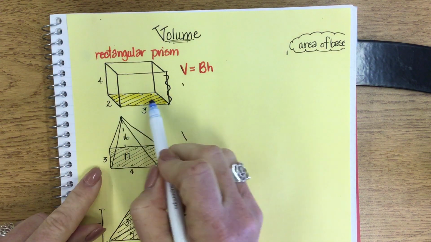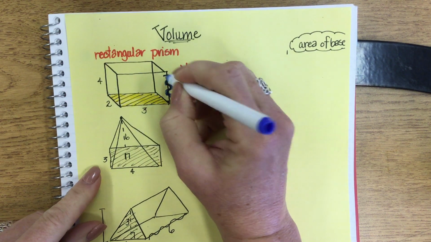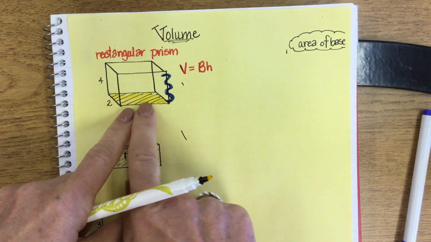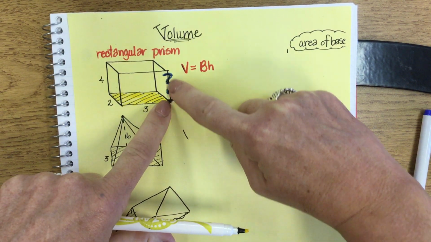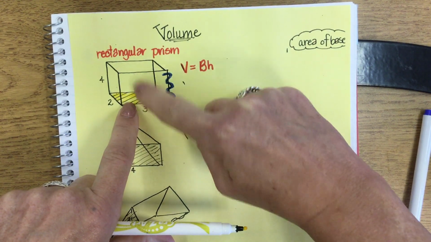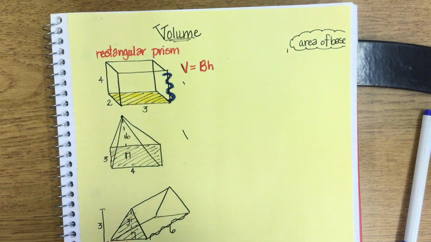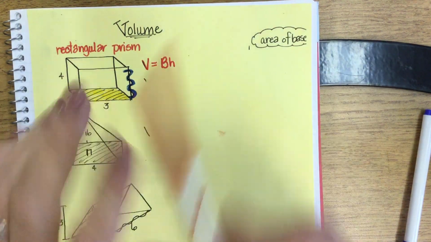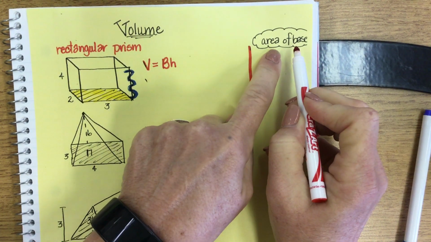So if this is my base, then this is my height of my prism. Just a strategy that I use: always shade your base and always draw a squiggly on the height of the prism, and the height of the prism is what connects your 2 bases. Okay? So what does that mean? So when you're working with volume, you need to find the area of your base.